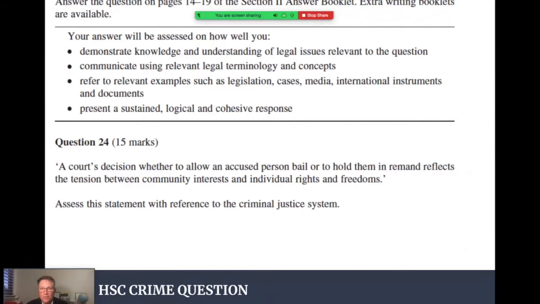It says in the 3rd bullet point that you must refer to legislation, cases, media, international instruments, and documents. You must have a variety of legal evidence, and you must sustain your answer. Your answer must be organised in a logical manner, and it must be cohesive and easy to read. So there are a lot of guidelines on exactly what you are expected to achieve when writing your answer. It's not just a matter of spewing out all the content you know. You must very carefully choose the content, address the verb, assess in this case, and support your answer in a logical, cohesive manner with legal terminology and lots of legal evidence.